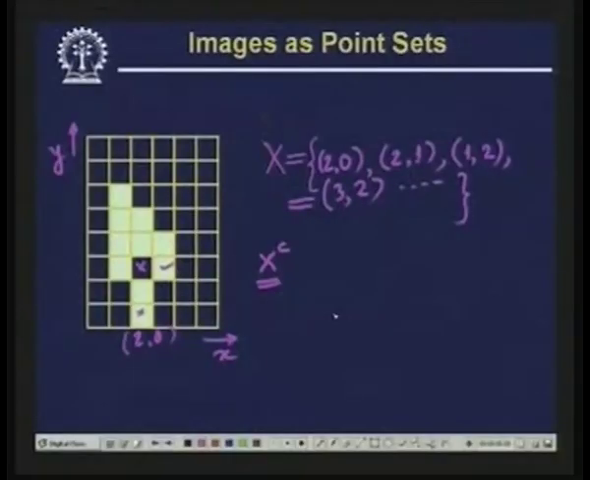So, this is what I mean by an image being represented by a point set. And once an image is represented by a point set, then all the morphological operations on the images are nothing but some set operations on those point sets. Because these morphological operations will be set operations, let us quickly review some basic set operation techniques.